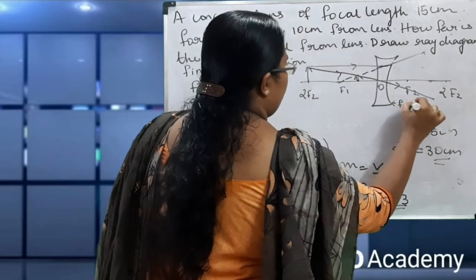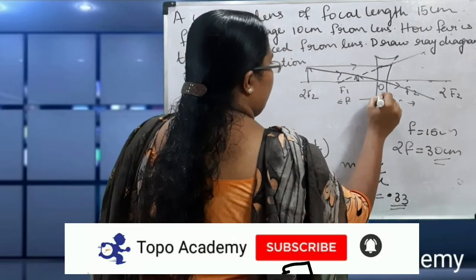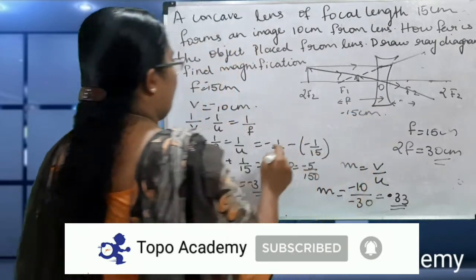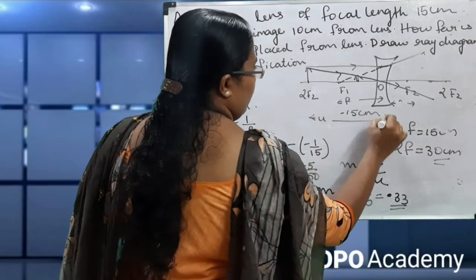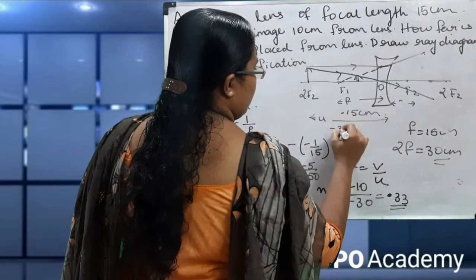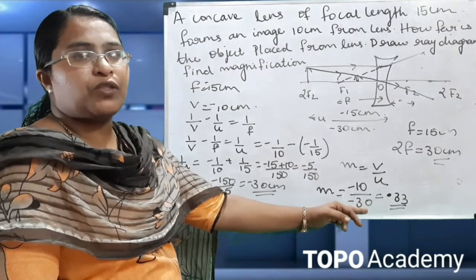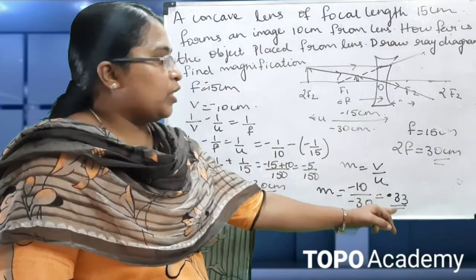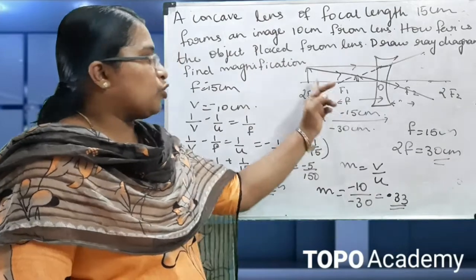The focal length is given as minus 15 centimeter. U is given as minus 30 centimeter. The magnification is positive, which means the image formed is virtual and erect, and it is 0.33, which means the image formed is very small when compared to the object.